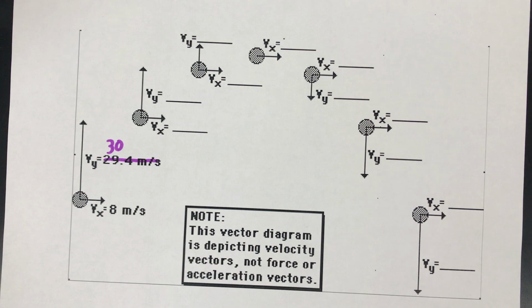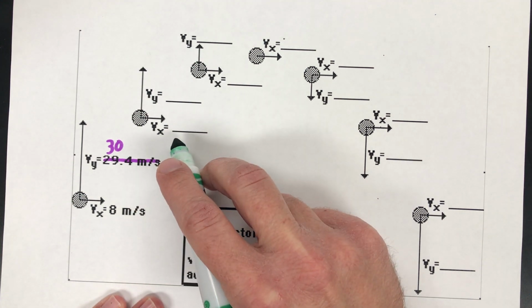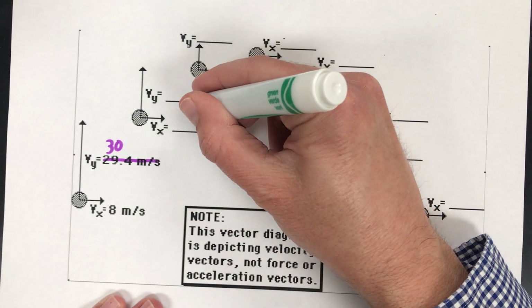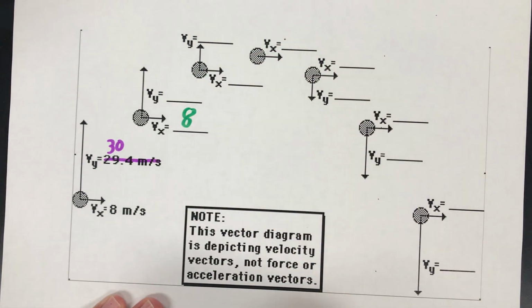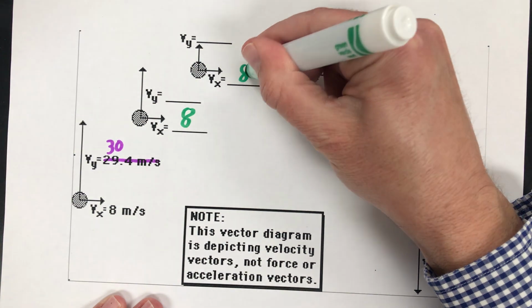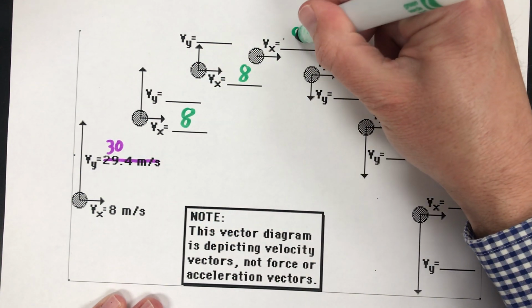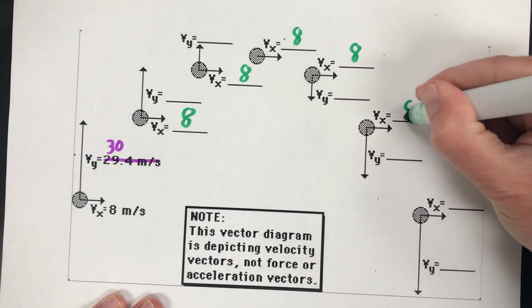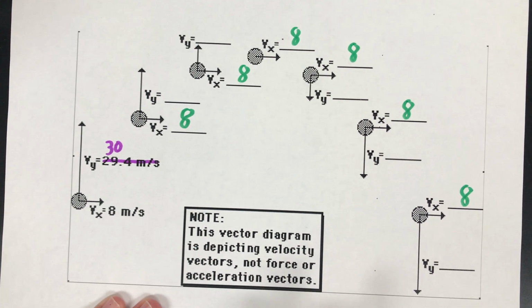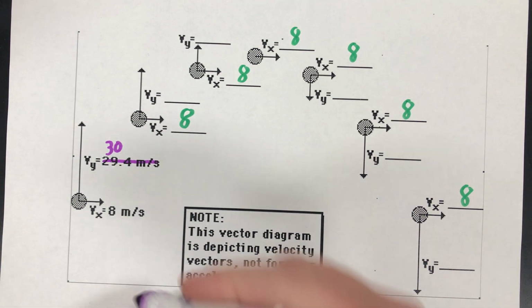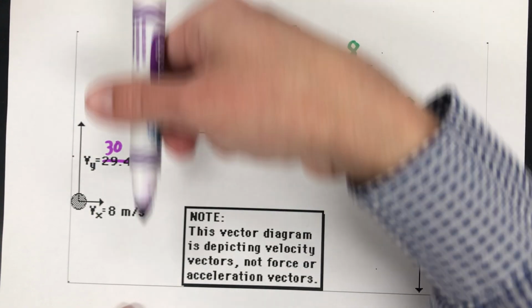All right, so on here, let's start with the horizontals actually, because that's a little bit easier. If it's going 8 meters per second to the side, 1 second later, how fast is it going? Well, there's no acceleration horizontally, so it will still be going 8 meters per second to the side. And a second after that, still 8 meters per second to the side, and so on. The horizontal velocity will never change, so it will continue to go 8 meters per second to the side the entire time.